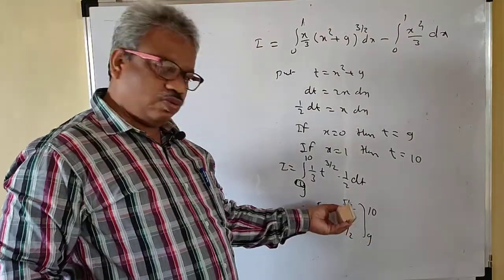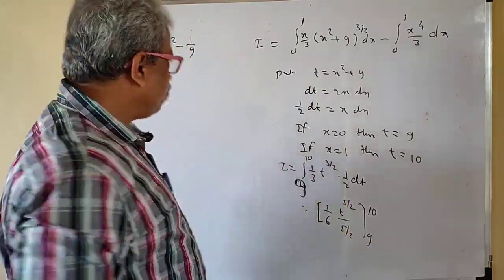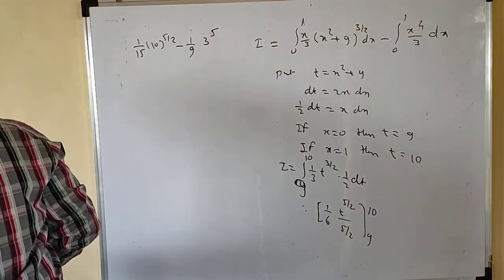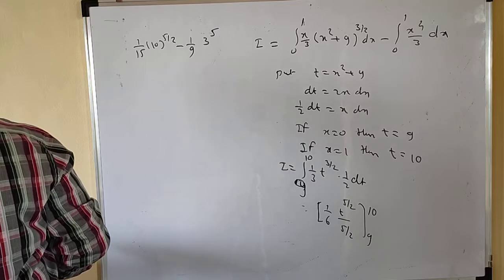Now see, 9 is 3 square, so 9 raised to 5 by 2 is 3 raised to 5. So this is 3 raised to 5. Okay, now this will be your answer.